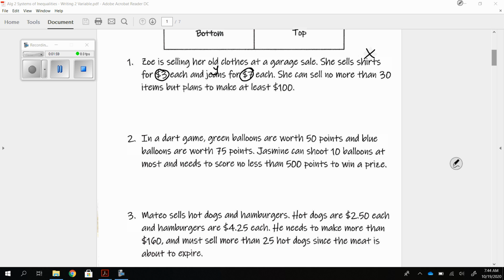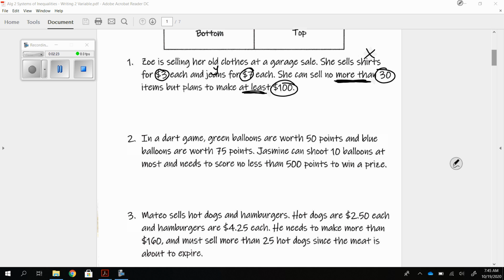All right? She can sell no more than, you see the words, no more than 30 items with plans to make at least $100. So again, let's put X in shirts. We're going to circle how much shirts will sell for. Y is jeans, and we'll circle how much they'll sell for. She can sell no more than 30 items.